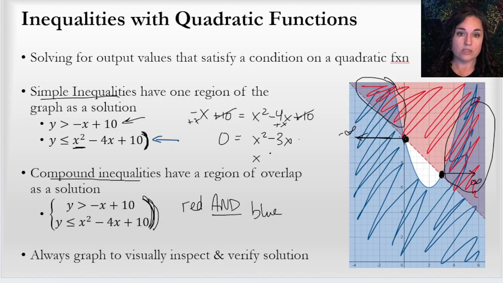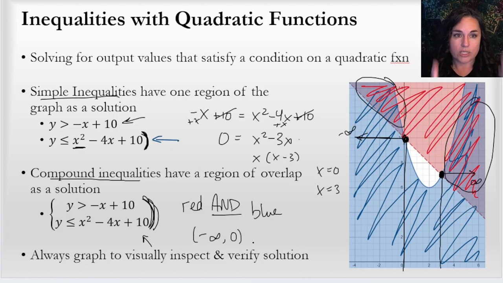So I see that this factors into x and x minus 3, so that gives me x equals 0 and x equals 3, and we can see that's true on the graph. x equals 0, x equals 3. So if I wrote the solution to this, it would be a union of two areas: from negative infinity all the way up to 0. And then in that region between 0 and 3, there's no overlap between the red and the blue.